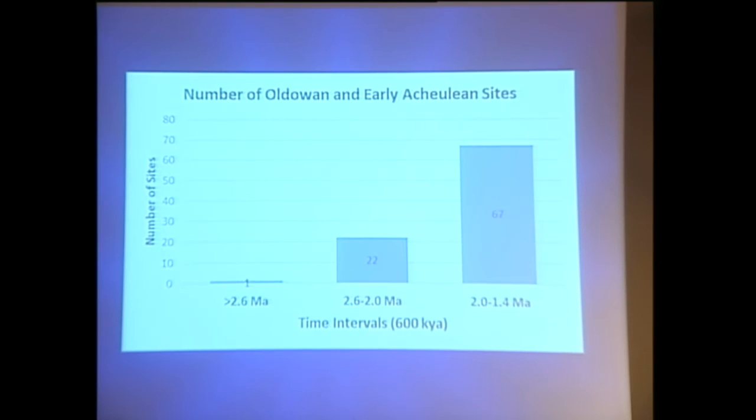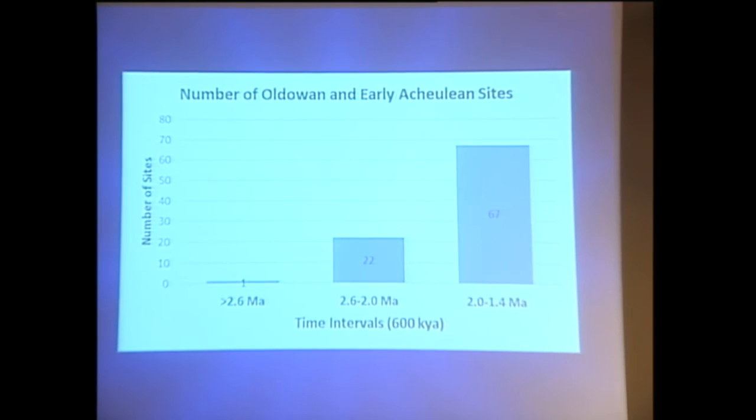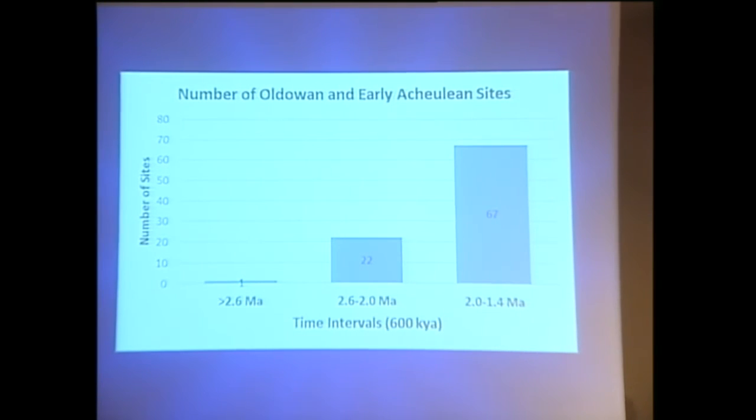If you count the number of sites in time periods, we're doing this in 600,000 year time periods. We only have one that's older than 2.6, Lokalalei in Kenya. Between 2.6 and 2.0, we have about 22 sites. And between 2.0 and 1.4, we have 67 sites. So we have about 3 times as many after 2 million years ago. We realize we're subject to the vagaries of deposition and erosion in finding these sites, but it does seem that through time they're becoming more common, more habitual.